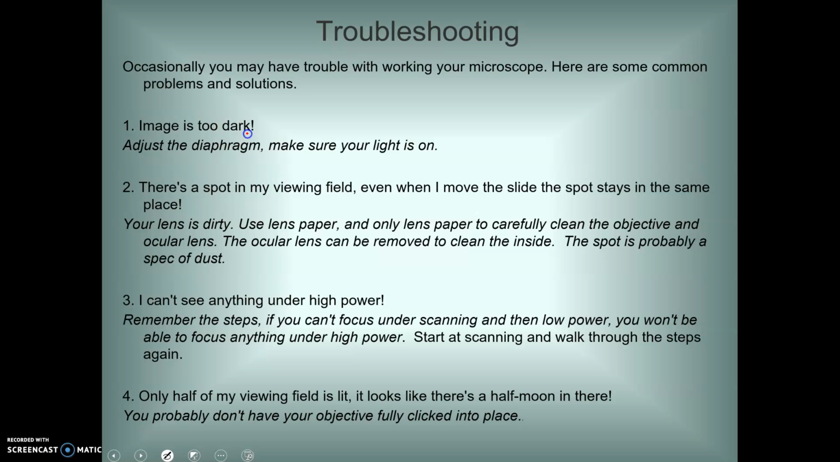If the image is too dark, two things you can do. Number one, make sure your light is on. Always get a few people that can't see anything. They never turned on the light. Second, adjust the diaphragm. Remember, that's the little disc under the stage. It's got different size holes, and you can open it to the biggest hole that's going to let the most light through.